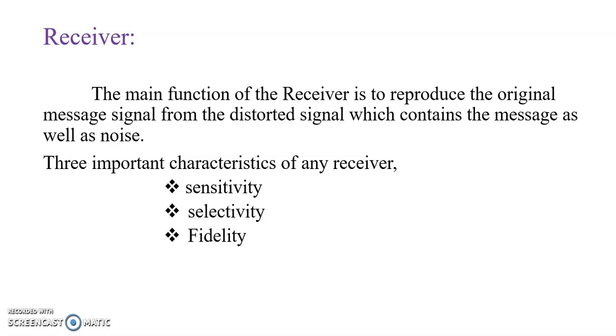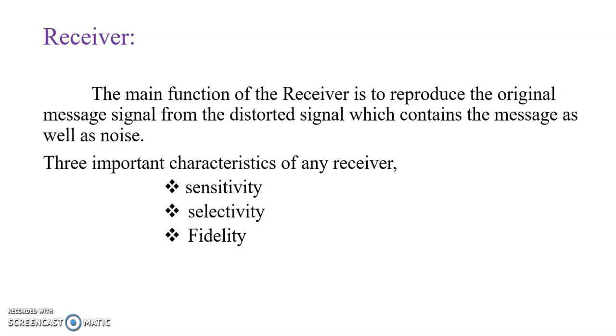So there are three important characteristics of the receiver. First one is sensitivity. Sensitivity is the ability of the receiver to receive the transmitted signal even though that signal is very weak. Next one is selectivity. It is the ability of the receiver to select the desired frequency. Actually, if we are transmitting a 500 kilohertz frequency signal, then the receiver should select that 500 kilohertz frequency alone. This is known as selectivity.